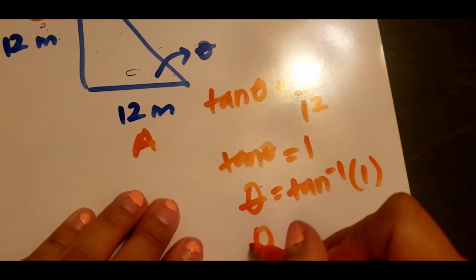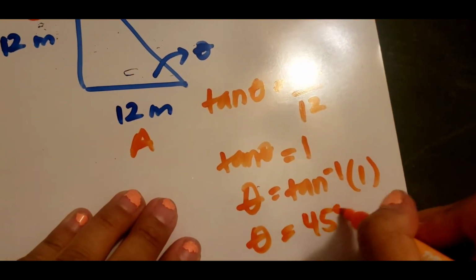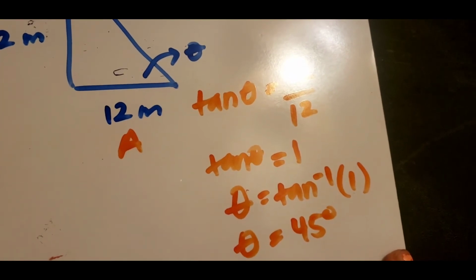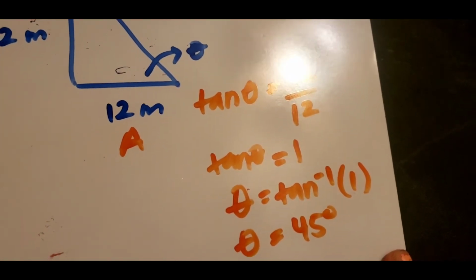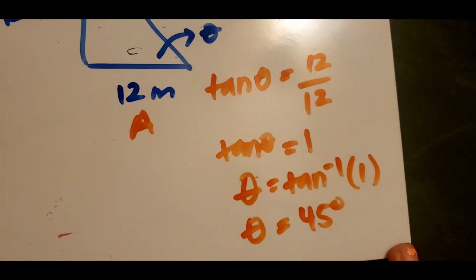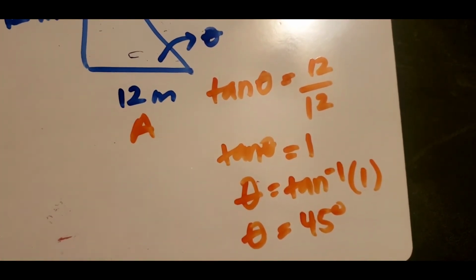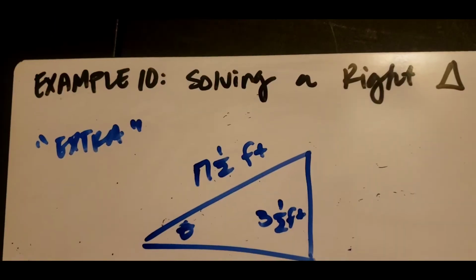45 degrees. Okay, so tangent should be 45 degrees. So my angle of elevation should be 45 degrees. Okay. Awesome. Okay, so I showed you how to find a side. I showed you how to find an angle. All right, now we're going to move on to the next example because it's still similar to these.